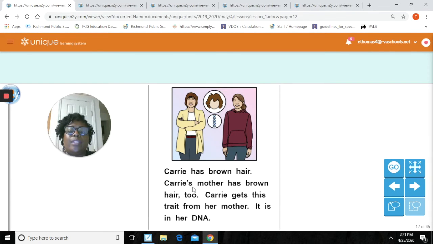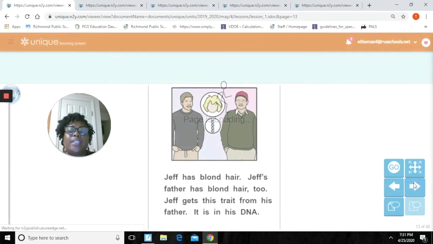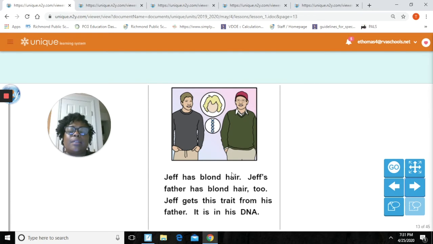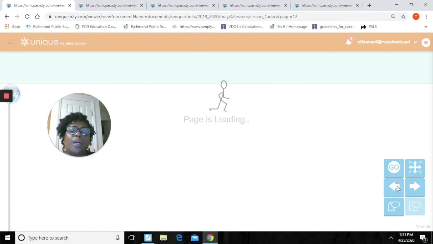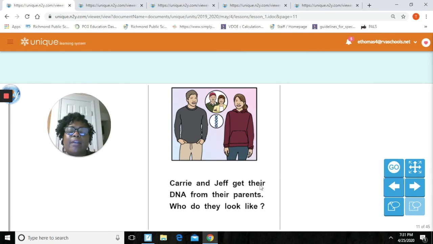And if we look here, we see that it's talking about different traits that Jeff and Carrie have. So we have here that Jeff has blonde hair like his dad. And if we go back here, Carrie has brown hair like her mom. It says Carrie and Jeff get their DNA from who? Their parents. Who do they look like the most?